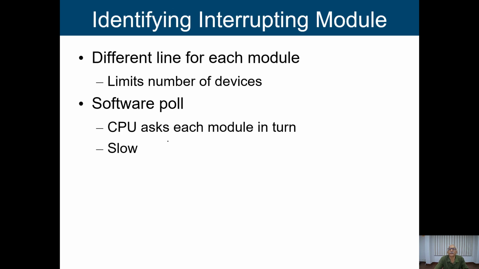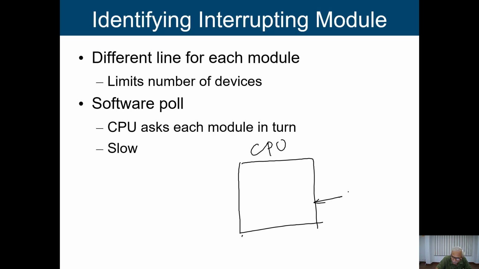Now, identifying the interrupting module. We can define lines for each module, which limits the number of devices, or we may have a software poll, where the CPU asks each module in turn. See, we can have this particular procedure. Our processor, the CPU, has one interrupt line. Through this interrupt line, we connect the devices, or maybe the I/O module. We can provide several such interrupt lines so that we can connect different devices, but again, it limits the devices.